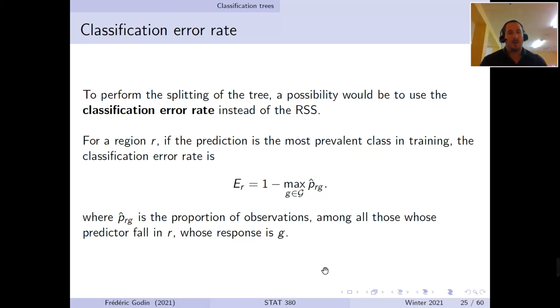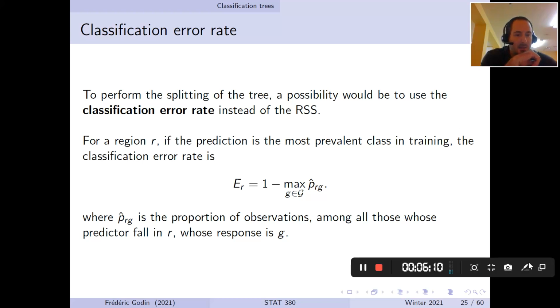If we use the classification error rate as the metric to be minimized, when we assign a prediction to a given region, the error rate in that region would be as follows. It would be 1 minus the maximum across all classes of the estimated probability of being in this class for the subregion R. So if in a given region R, let's give an example.